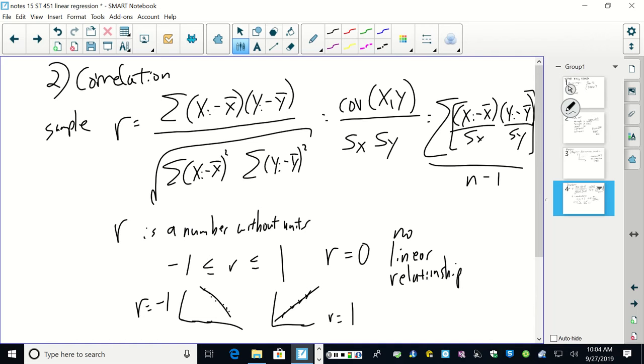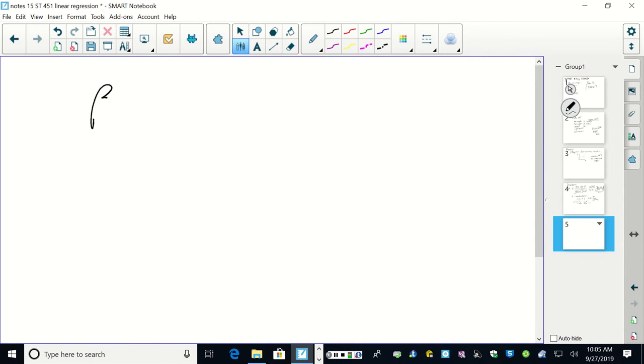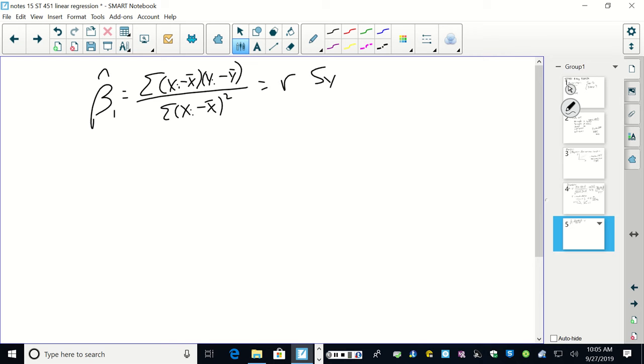And the equation for our b1 hat was the sum of xi minus x bar times yi minus y bar, over the sum of xi minus x bar squared. We're predicting in the y direction, so it's not symmetric in x and y. This is equivalent to the correlation times the ratio of the standard deviations, if you work it out.